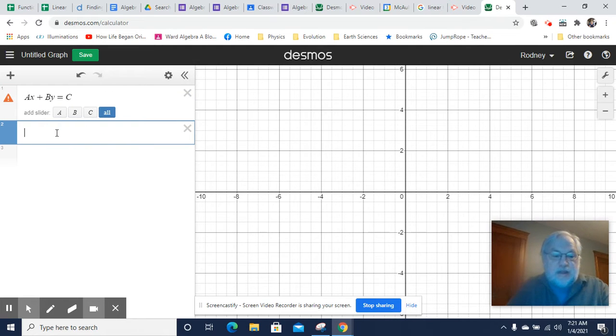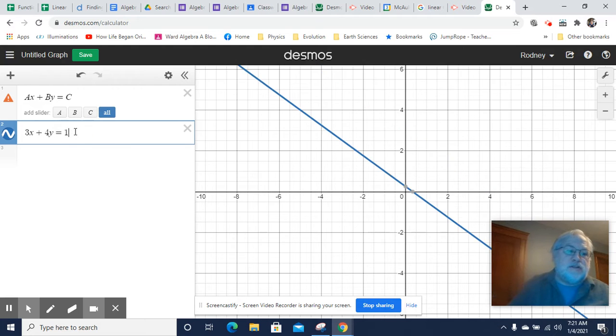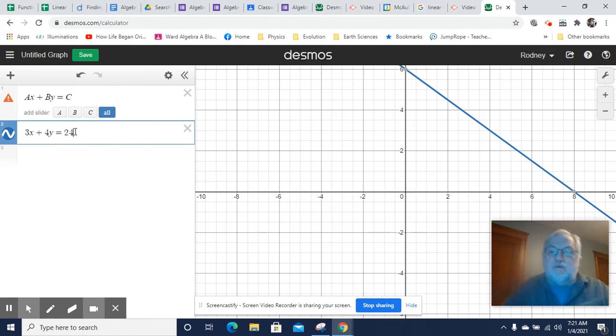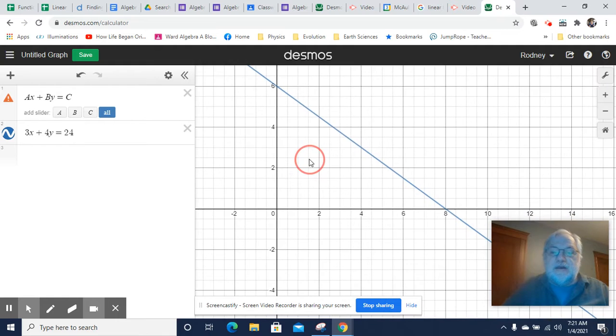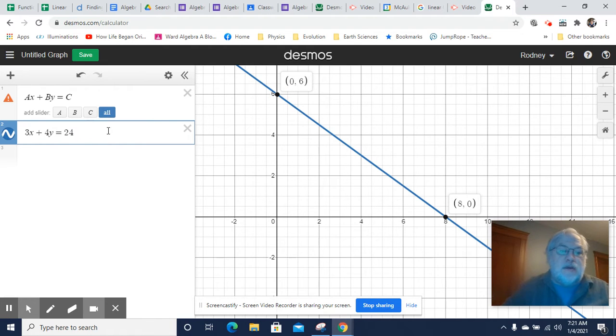So I'm going to just set up a couple. 3x plus 4y equals 12. And you might notice immediately that I've got x and y intercepts. I'm actually going to change that to 24 because I don't want to trick you on something here. So here's my x and y intercepts. Well, this is the big utility of the standard form, it allows you to very quickly graph something.